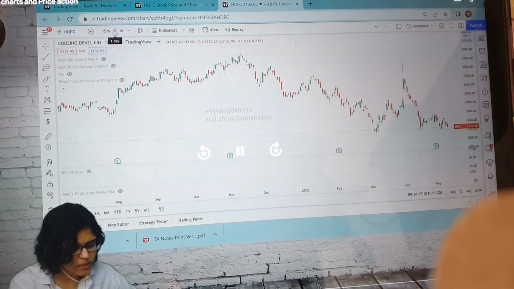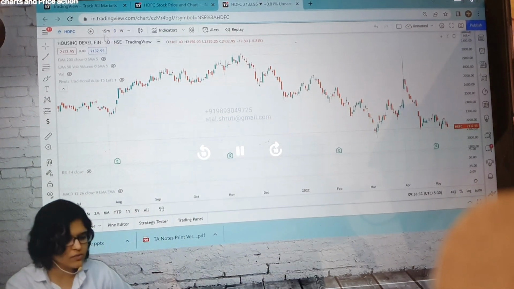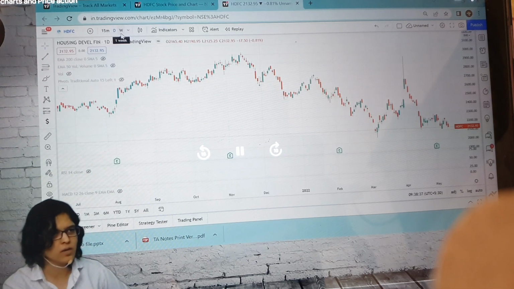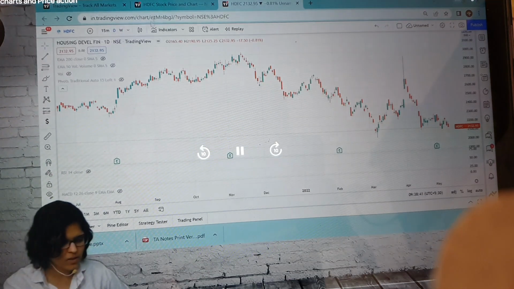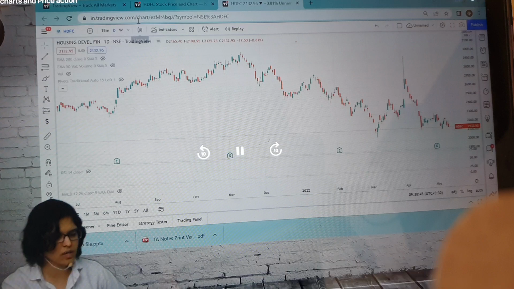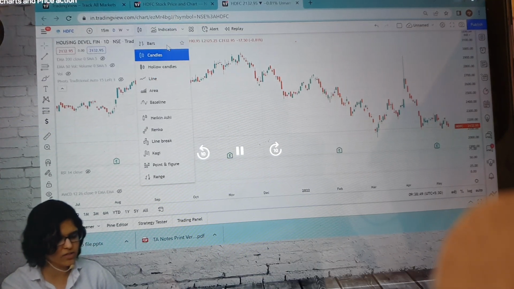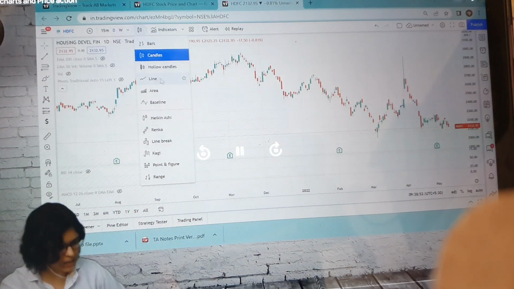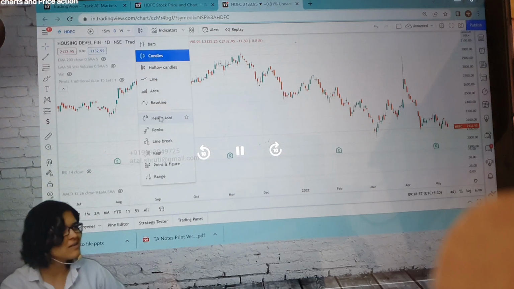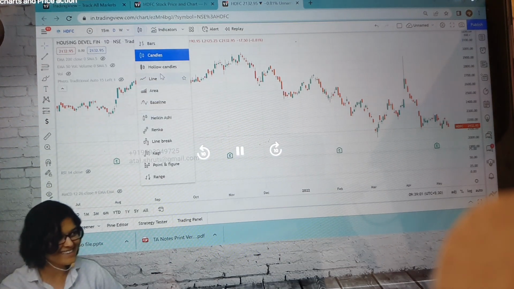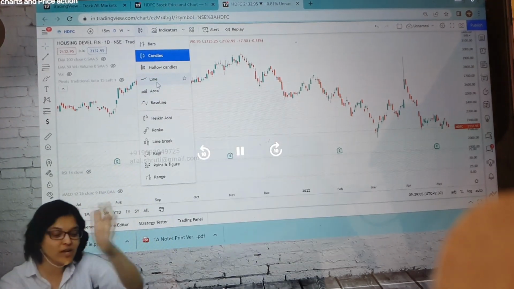Here you can see 15M, D and W. This is 15 minutes, day or week. What day, what week, that also we want to understand. Here you can see candles. First I want to click on the candles, and after clicking you can see bars, candles, line, Heikin Ashi. What are we going to click right now? We want to click on line.